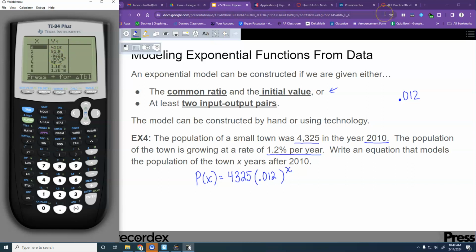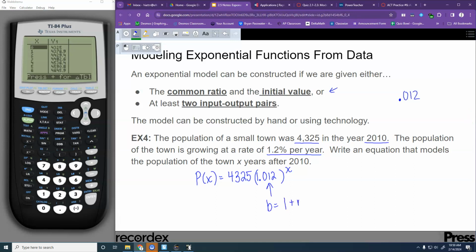It is not. But if we do like Granger said, and we add in the 1 right there. If I go back over here to my y equals, and I add in the 1 right there, and go back over to the table, now I've got 4,325, 4,376, 4,429. We have growth now, right? So whenever you're finding this B value right here, for growth, it is going to be 1 plus your rate as a decimal. Okay, that's whenever you have growth. Right, because you are keeping 100% of the people that are already there, and you're adding 1.2%.